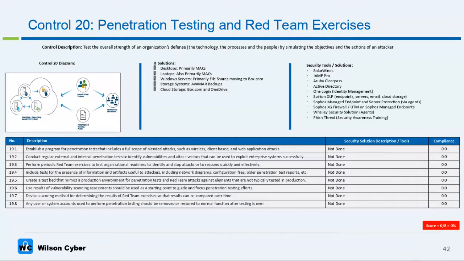Include tests for the presence of information and artifacts useful for attackers, including network diagrams, configuration files, older pen test reports. Create a test bed that mimics a production environment for pen tests or red team attacks. Use results of vulnerability scanning assessments as a starting point to guide and focus pen test efforts. Devise a scoring method for determining the results of red team exercises so the results can be compared over time. Any user or system accounts used to perform pen testing should be removed or restored to normal function after the test is over. So they've not done a pen test. This is something definitely on the roadmap that we're going to have to focus on for this particular organization.